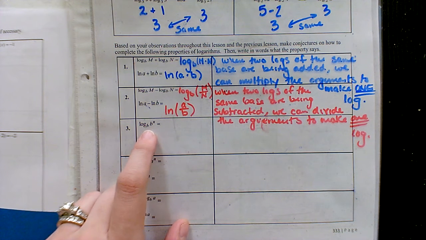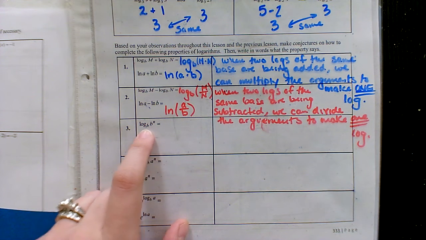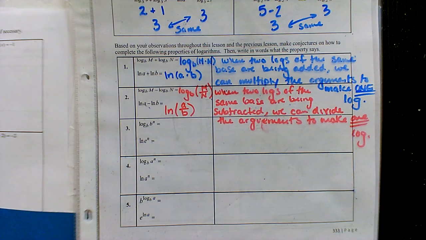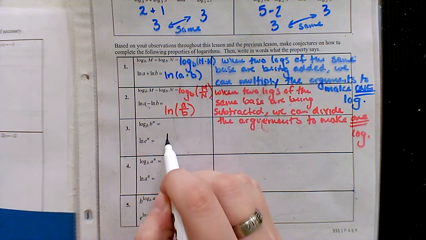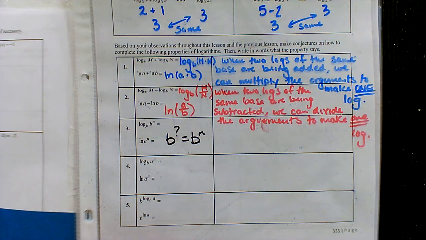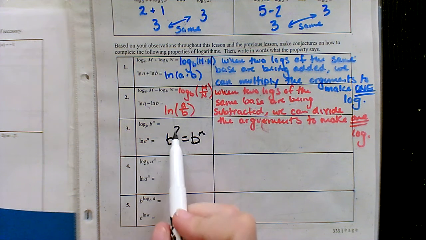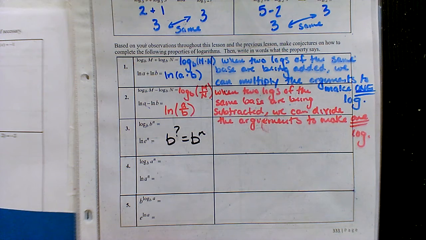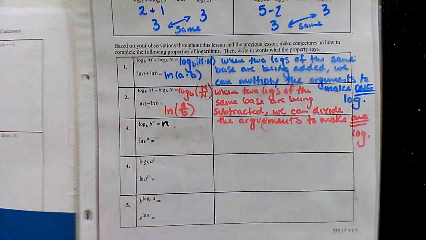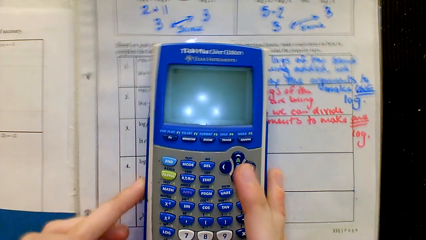Okay, in the general case, what power do you have to raise b to get b to the n? You don't have to write it down. I want you to think about it. What power do you have to raise b to get b to the n? What would this have to be in order for these 2 sides to be equal, aka exactly the same? Yeah. An n. Right. Okay. Maybe you want to check it out on your calculator if you wanted to.